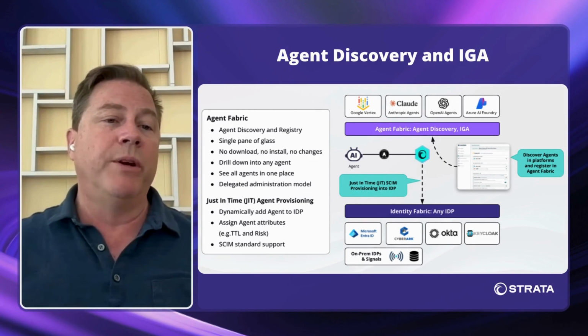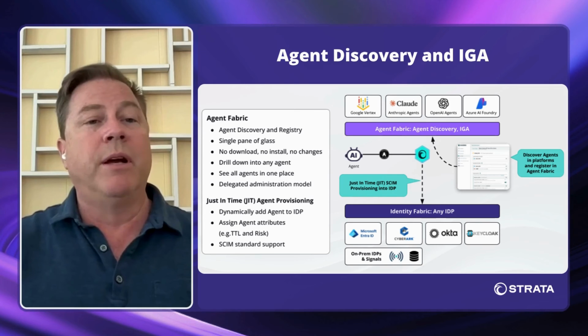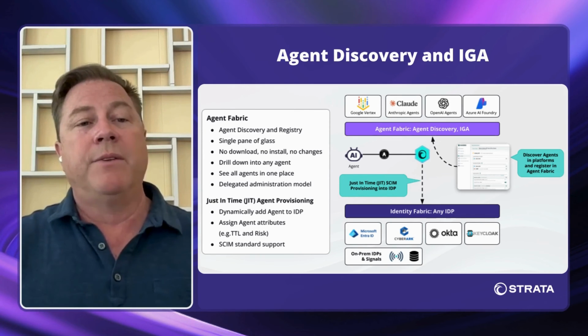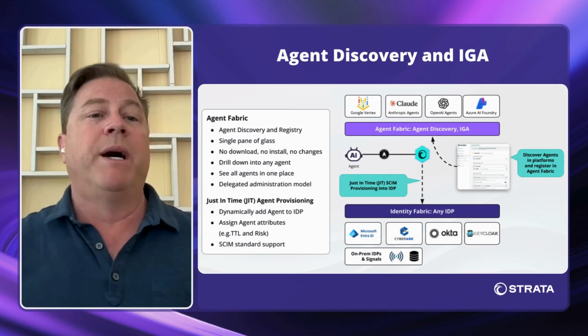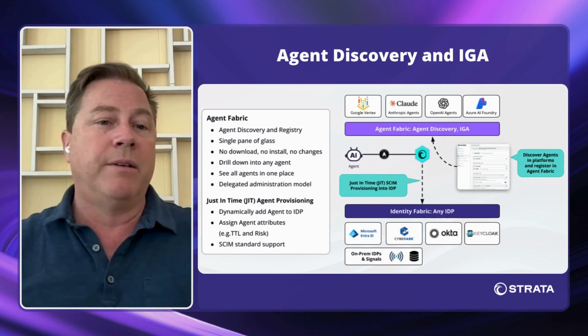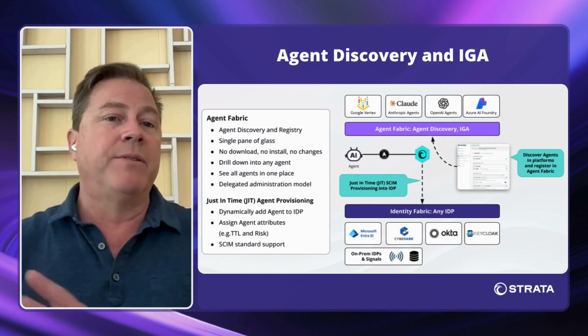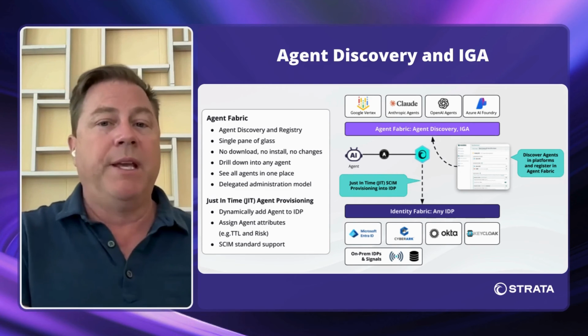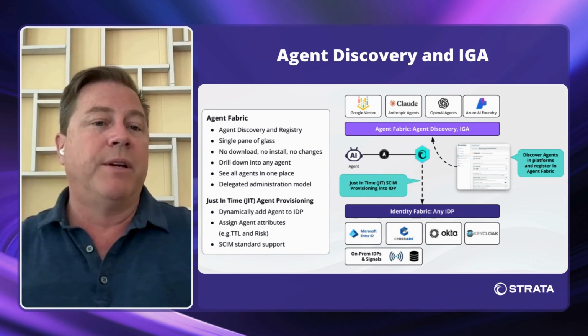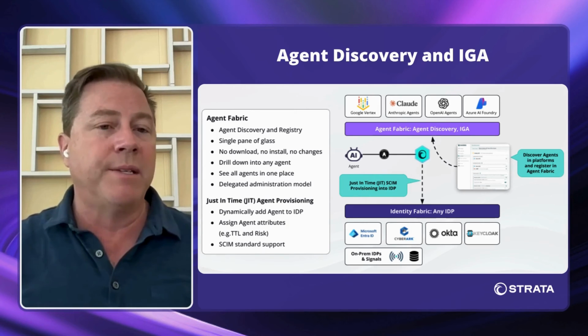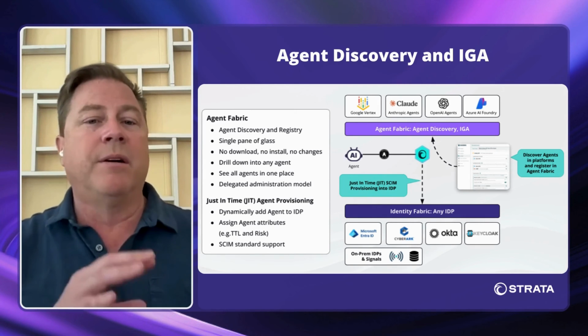And so what we're seeing here is the need for a new registry that is what we call an agent fabric. The way that we populate that registry is through our discovery tool. The Maverics discovery, which also does application discovery and API discovery, will also do agent discovery. And it's important to know that you do this without any download, no install, no changes.